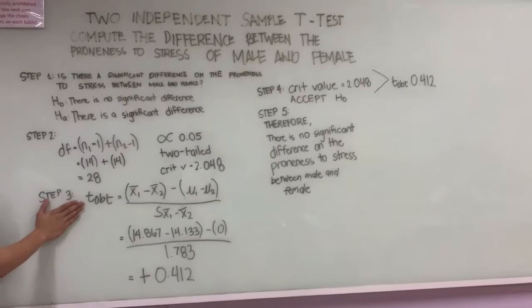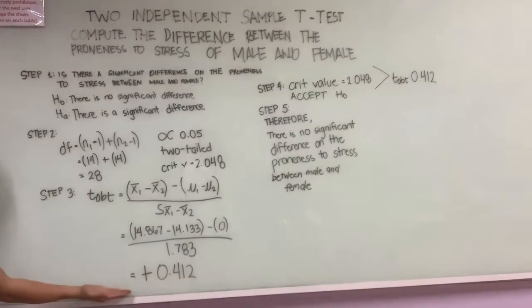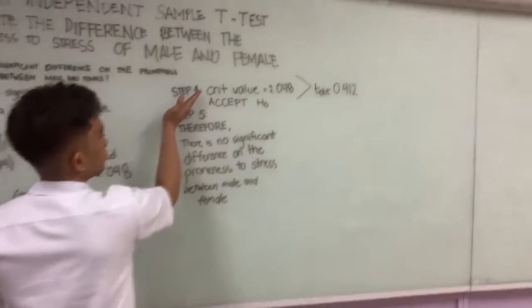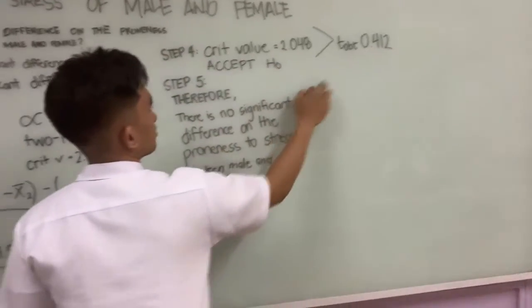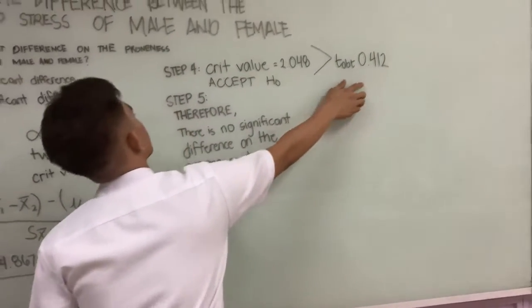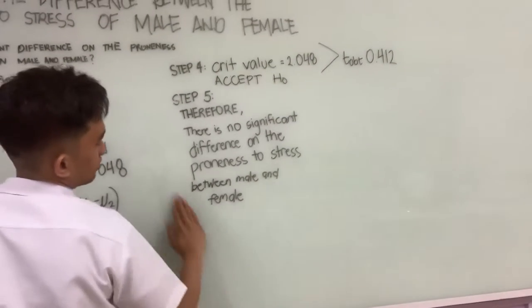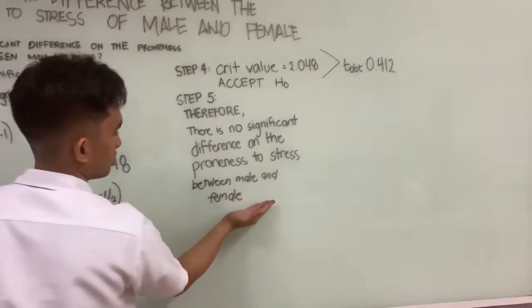For the third step, we simply indicate the t obtained that we had computed earlier, which is the value of 0.412. For our fourth step, we will determine which hypothesis is to be accepted for this problem. Since our critical value, 2.048, is greater than our t obtained, 0.412, we will accept the null hypothesis. And for our fifth and last step, we will indicate our conclusion that there is no significant difference on the proneness to stress between male and female.